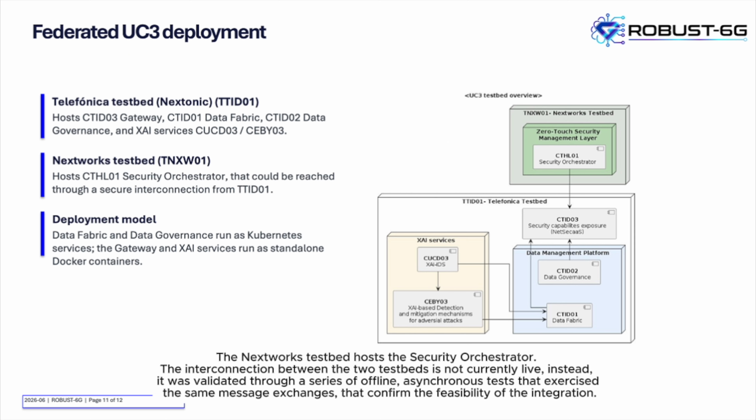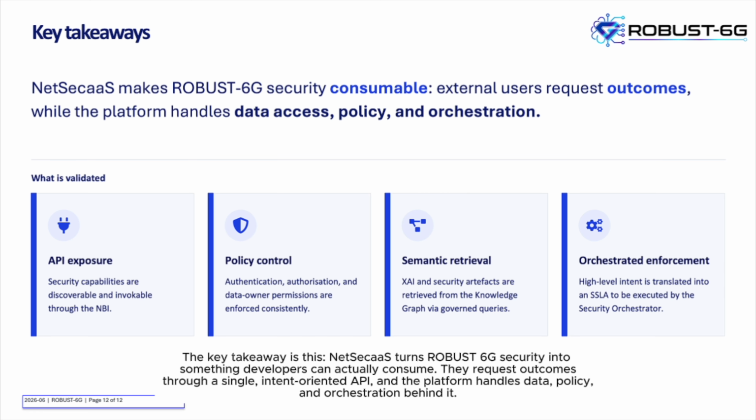Instead, it was validated through a series of offline, asynchronous tests that exercised the same message exchanges that confirm the feasibility of the integration. The key takeaway is this: NetSecaaS turns robust 6G security into something developers can actually consume. They request outcomes through a single, intent-oriented API, and the platform handles data, policy, and orchestration behind it.